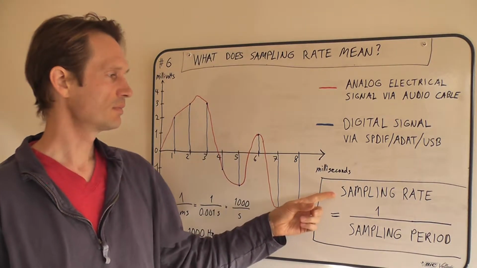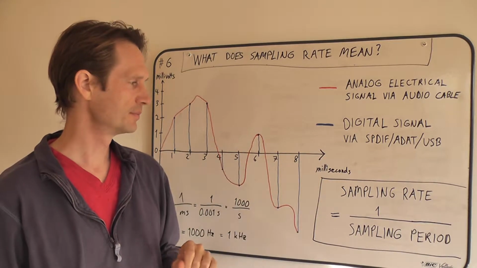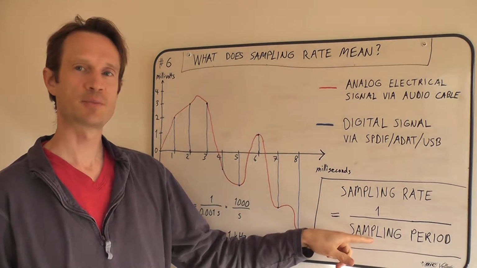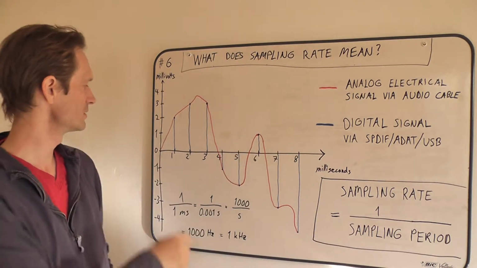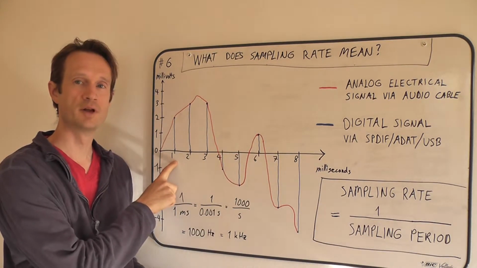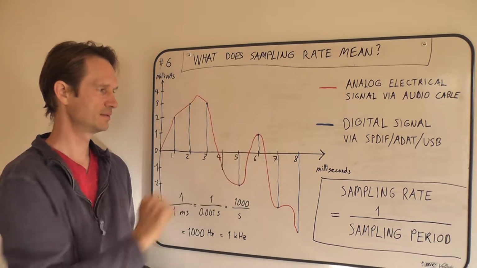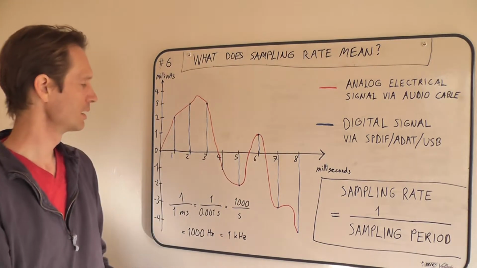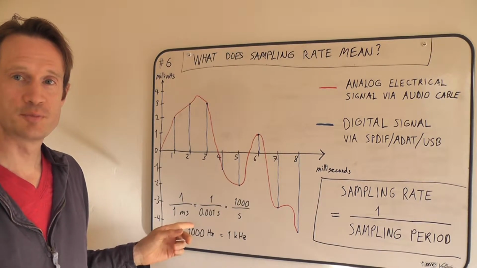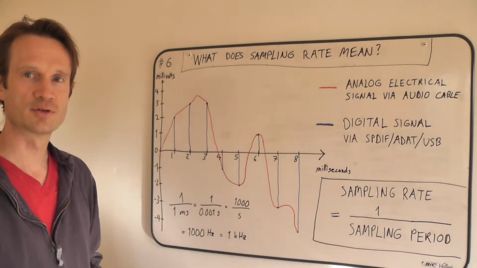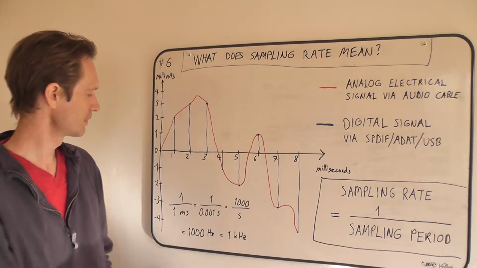Well, the formula for sampling rate is 1 over the sampling period. Here our sampling period is 1 millisecond because we're sampling the signal once every millisecond. And so I'll just go through the simple calculation here with you, which will allow you to calculate this sort of thing yourself if you want.